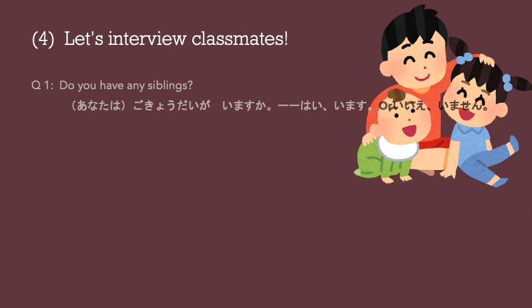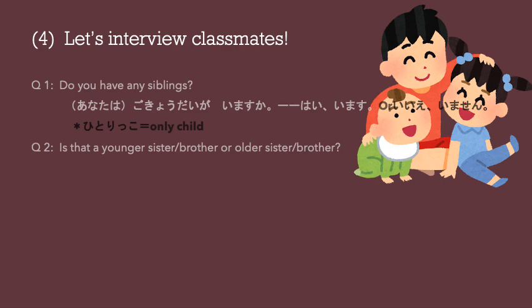But if the person says はい、います, then question number 2 is whether that's a younger sister, or younger brother, or older sister, or older brother? Kind of complicated in Japanese because of the age difference. Older and younger is a big deal. So you could say, 妹さんですか? 弟さんですか? お姉さんですか? お兄さんですか? Hopefully, in the middle of those questions, your partner will answer 兄です or 弟です and so on.